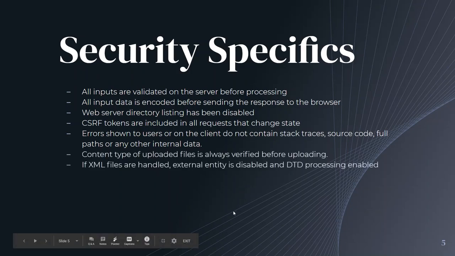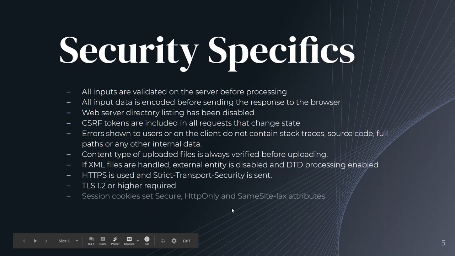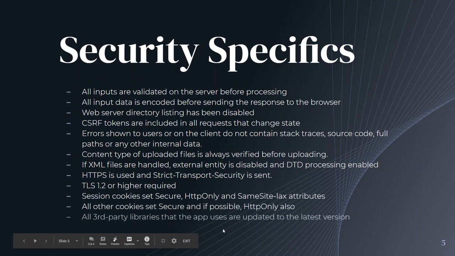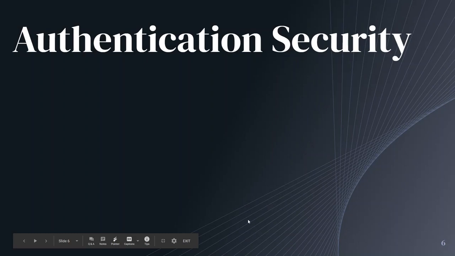If XML files are handled, external entity is disabled and DTD processing enabled. HTTPS is used and strict transport security is sent. TLS 1.2 or higher required. Session cookies set secure, HTTPS only, and SameSite attributes. All other cookies set secure and, if possible, HTTPS only also. Okay. All third-party libraries that the app uses are updated to the latest version. And then we can get into authentication.